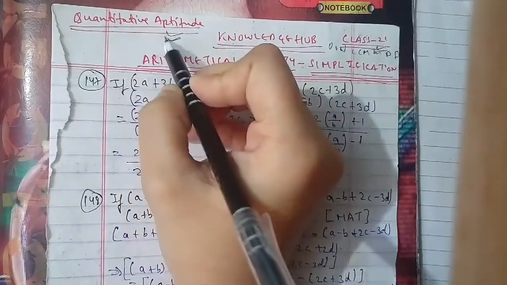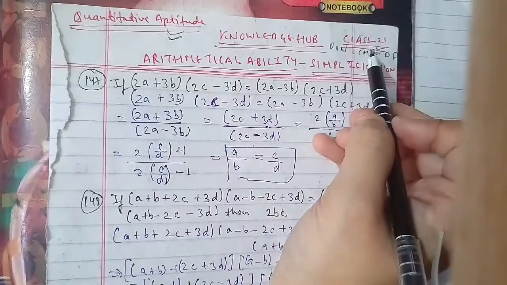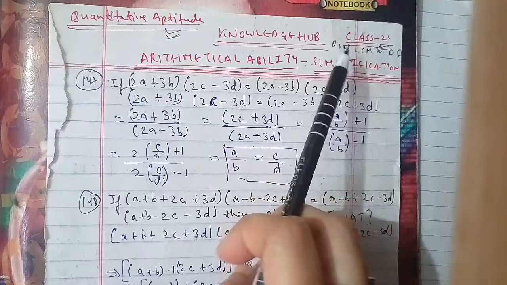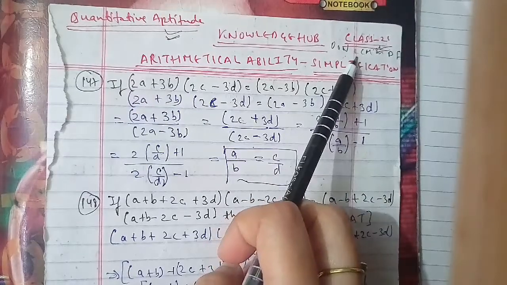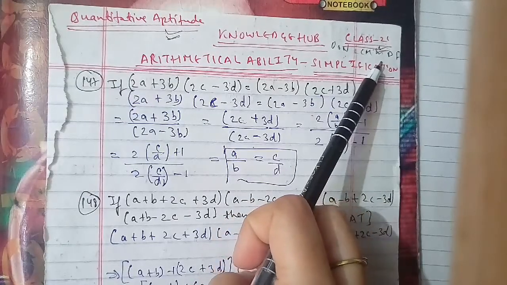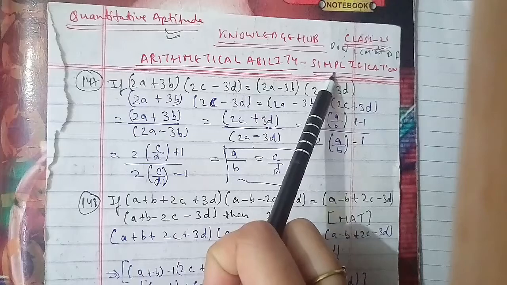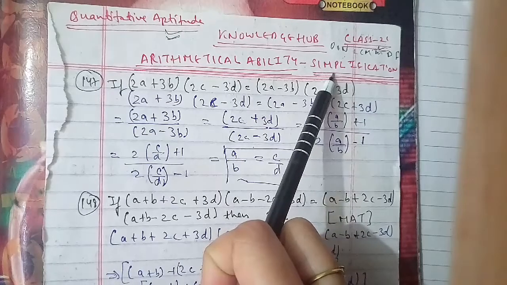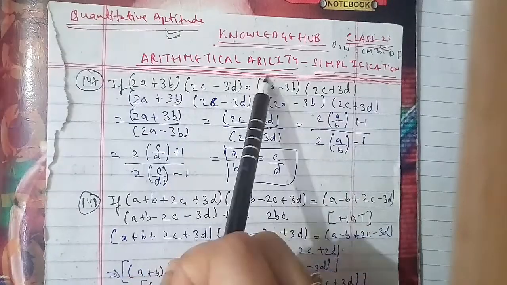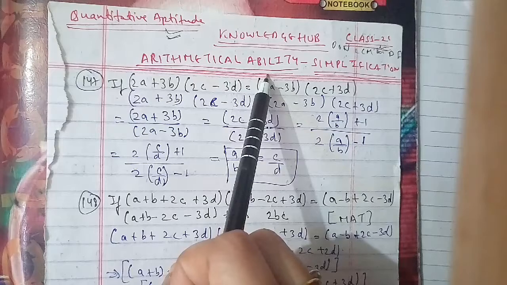Today we're going to start with your quantitative aptitude class, and this is your class 21. Before that, we had done operations on numbers, LCM and HCF of numbers, and decimal fractions. This is your fourth topic, simplification, and arithmetical ability, that is of section 1 of quantitative aptitude.